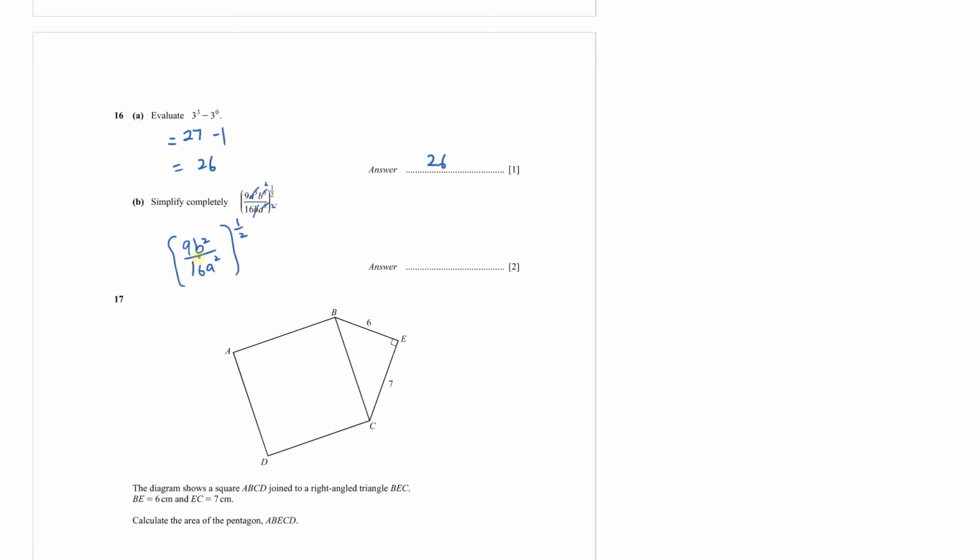So power 1 over 2 is just the square root. So this will be square root of 9b squared over square root of 16a squared, and square root of 9 is 3. Square root of b squared would be simply b. Similarly, square root of 16 is 4, and square root of a squared will be a. So your answer will be 3b over 4a.